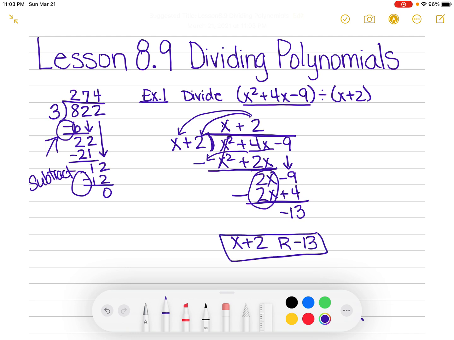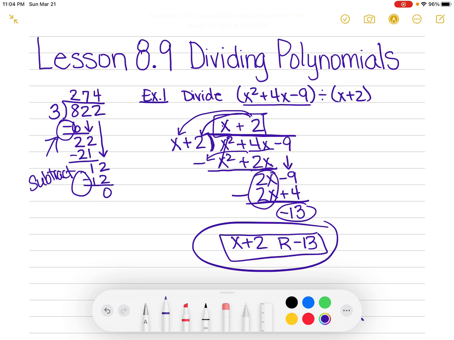Okay, so some of them do not have remainders. I like the ones that don't have remainders. But a lot of them do on your homework, so I have to show you how to do the remainders. I think the one I have as your extra credit will not have a remainder. So if you end up with no remainder, then your answer is just x plus 2, right? But we did, so this was our answer.